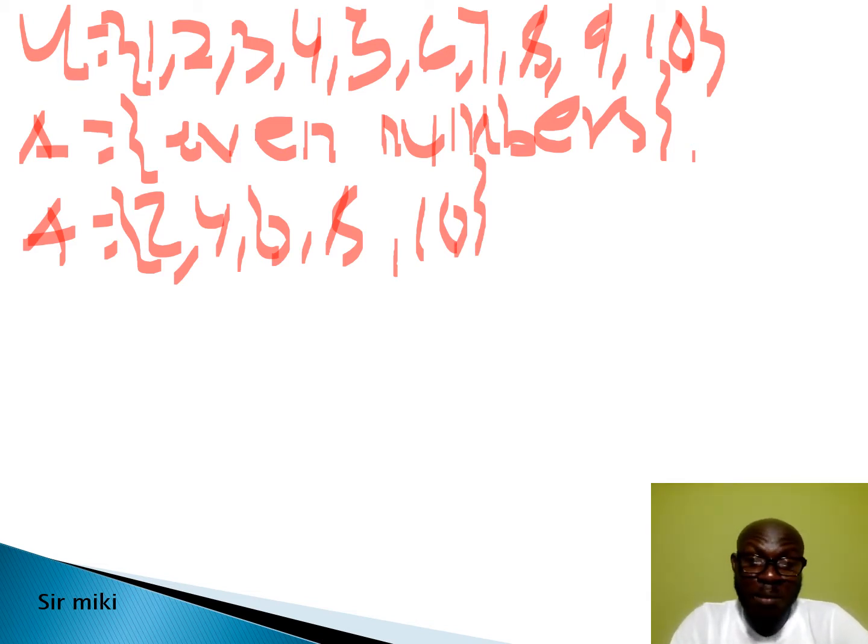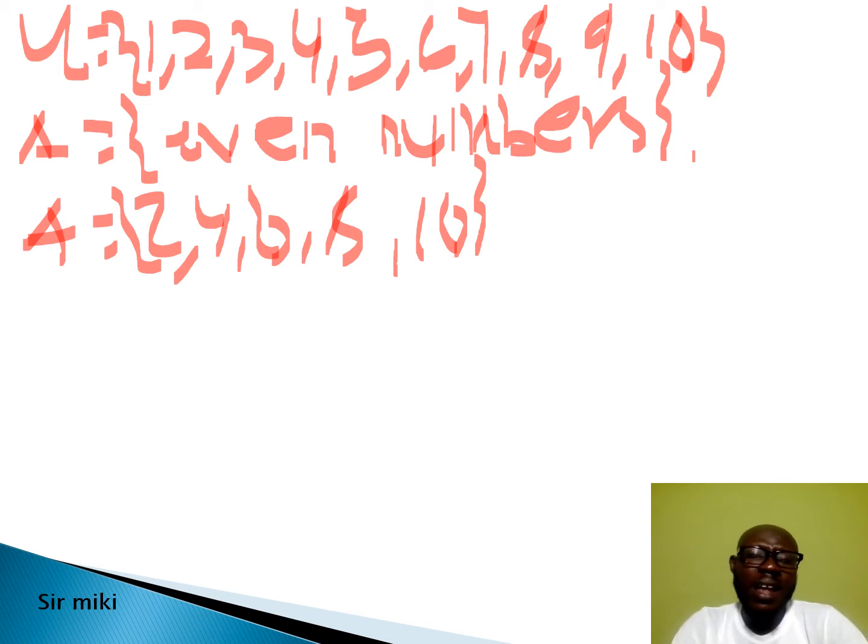Why? Because we understand even numbers. When we say even numbers, they are numbers that are divisible by 2. As we saw in our previous lesson, we came out with the differences between odd numbers and even numbers. We said odd numbers are numbers that are indivisible by 2, but even numbers are numbers that are divisible by 2. So if A becomes a subset of U, that means that all the elements of set A must come from set U.